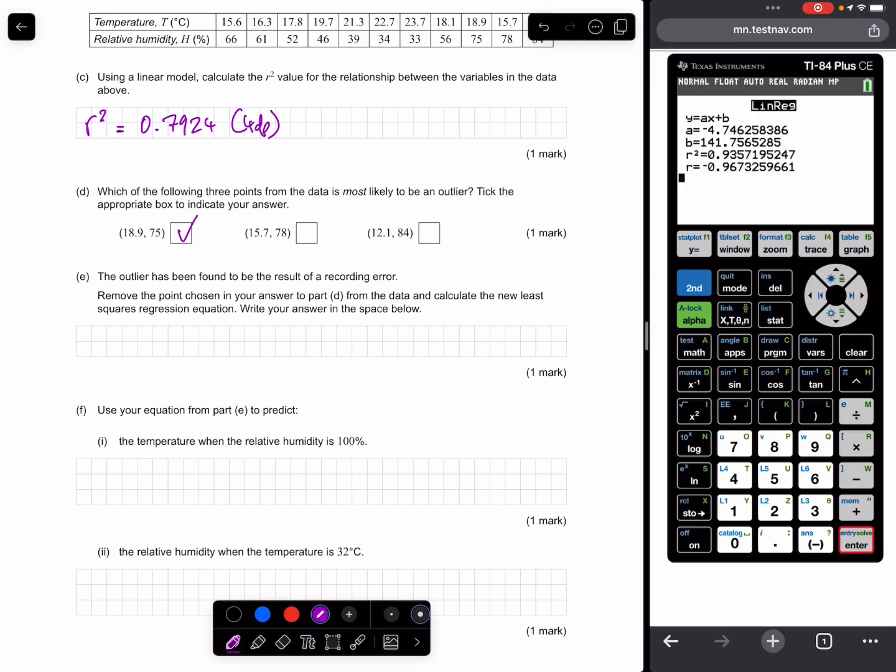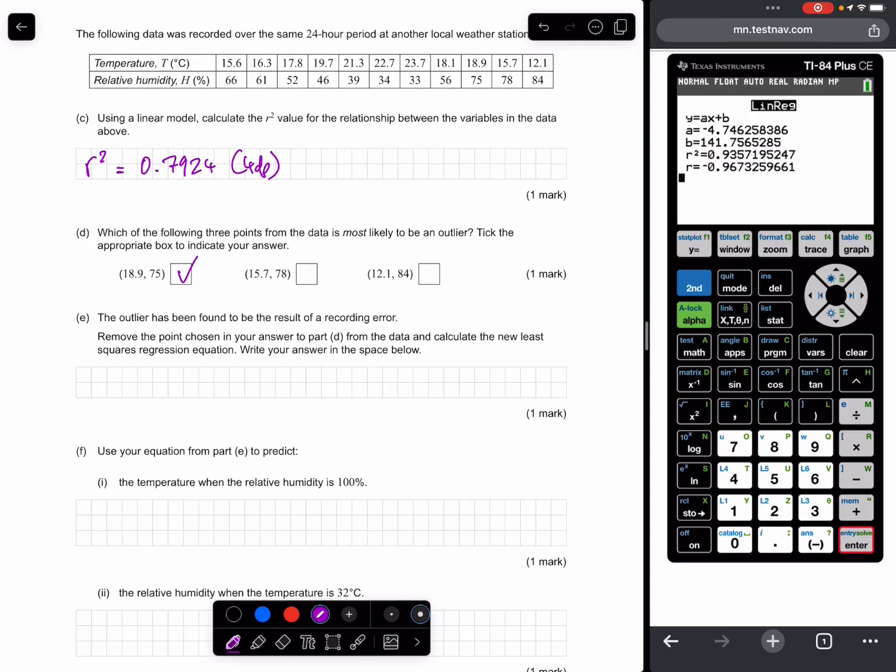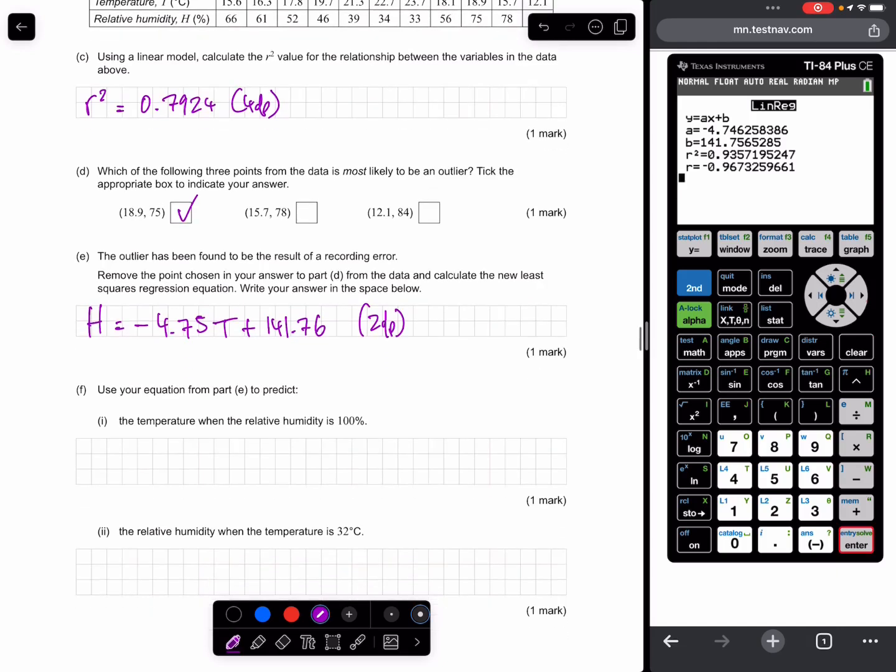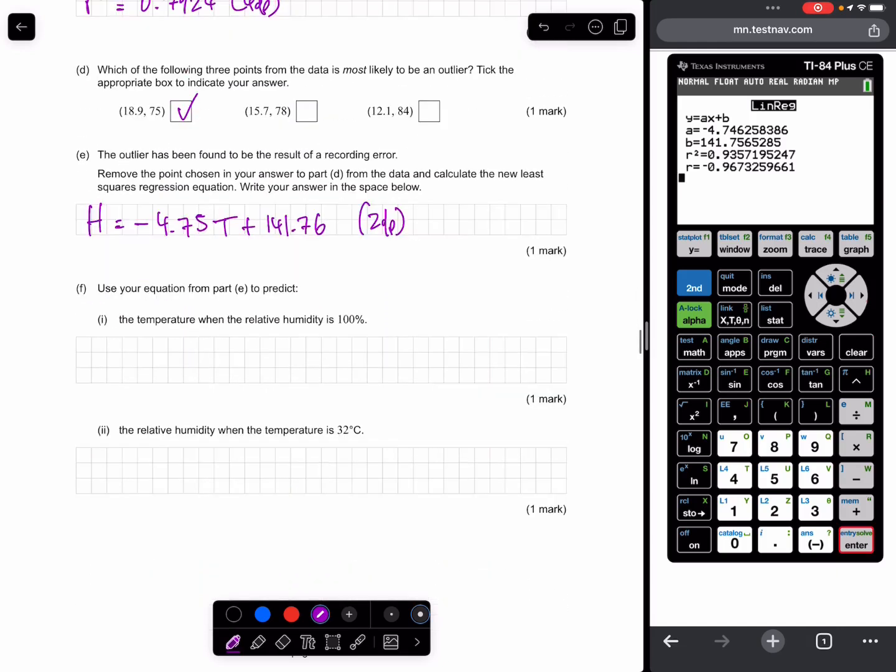The new equation is going to be relative humidity is equal to negative 4.75 times by the temperature plus 141.76. This was rounded to 2 decimal points. Use the equation to predict the temperature when the relative humidity is 100.